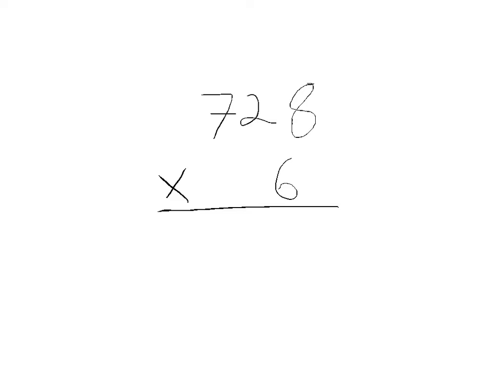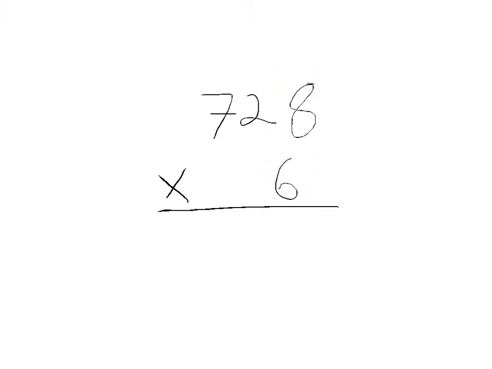It's probably the more difficult of the methods actually because it involves both adding and multiplying at the same time, which can be confusing for a lot of kids, I find. So let's take a look at our two factors, 728 times 6. What we have to do is start off in the ones column here. Okay, let's break it down.